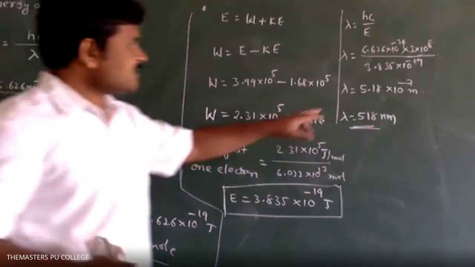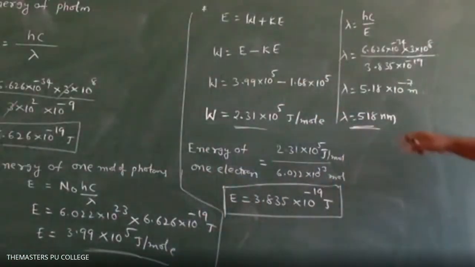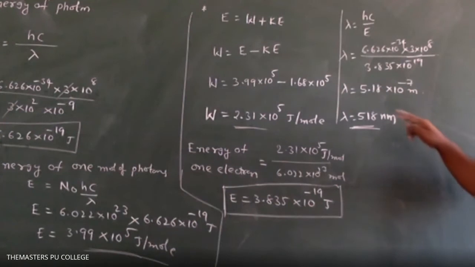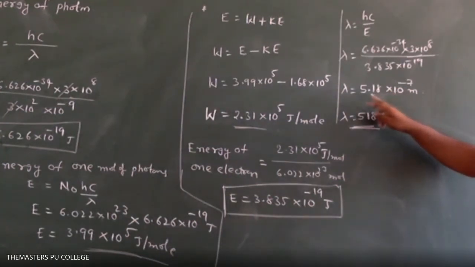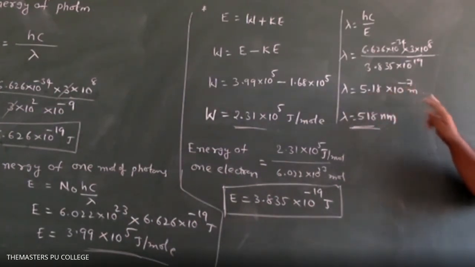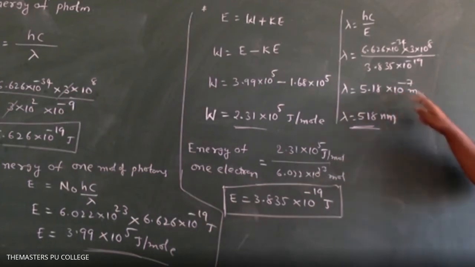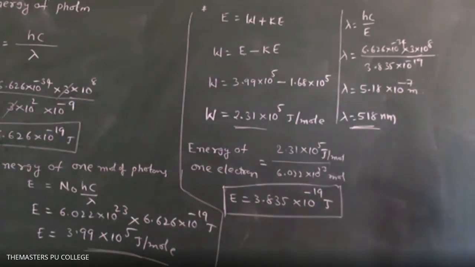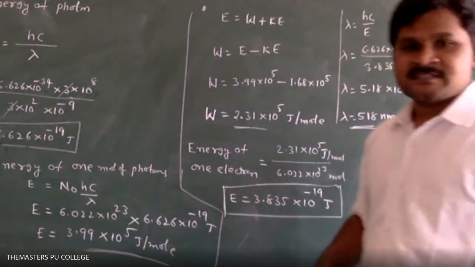Thank you, sir. Is it understood? Say yes, sir. We can write 5.18 into 10 power minus 7 as 518 into 10 power minus 9. 10 power minus 9 meters means 1 nanometer. So that's why 518 nanometers.